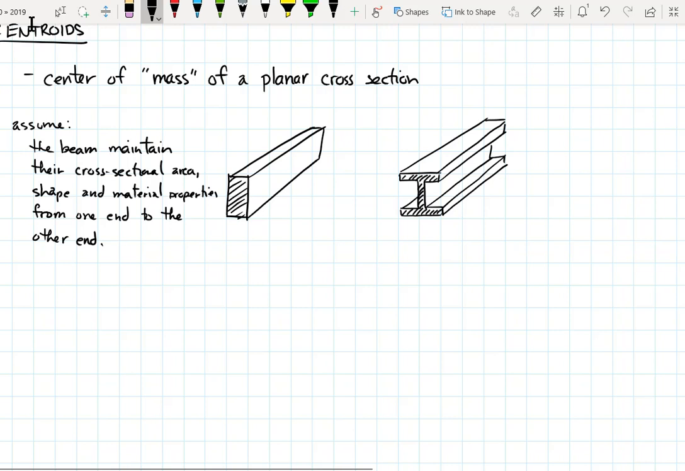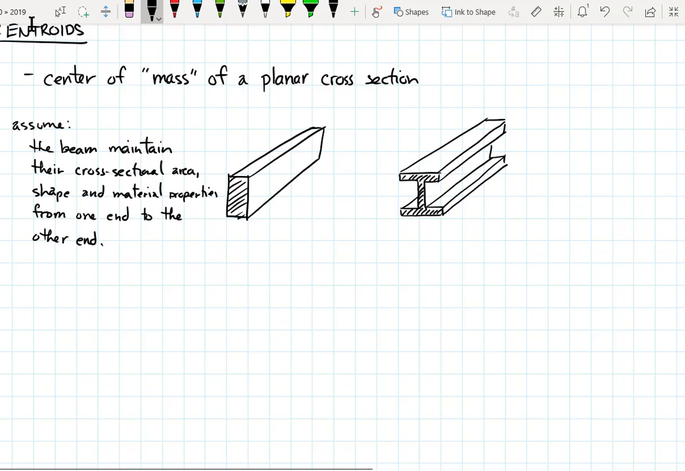As long as we assume those, then we can talk about this centroid being the center of mass of this plane. And we're going to just deal with the cross-sectional area as the rectangle or the I or the circle or whatever it happens to be. We can just look at that and summarize or generalize the beam into just that shape. So one of the things we need to know is, where is this center of mass?